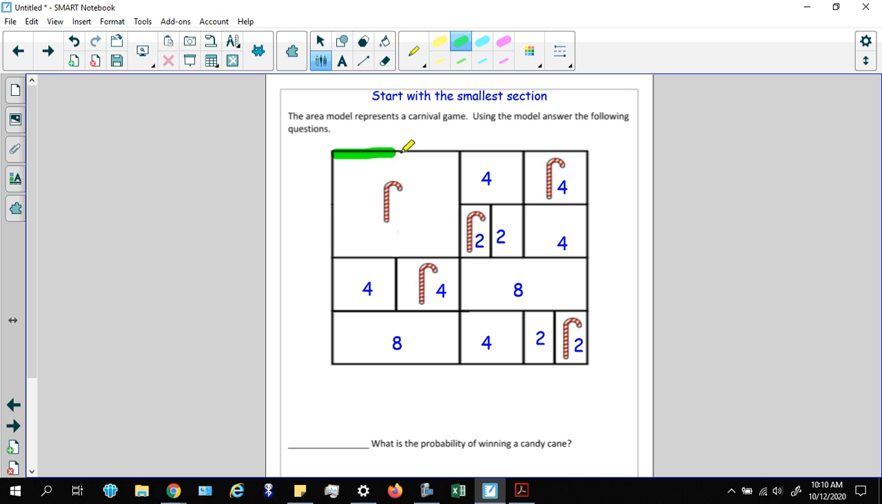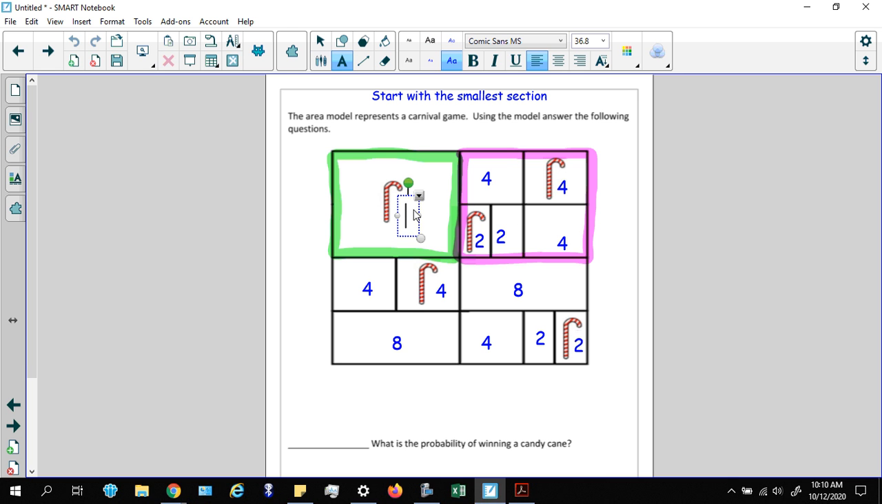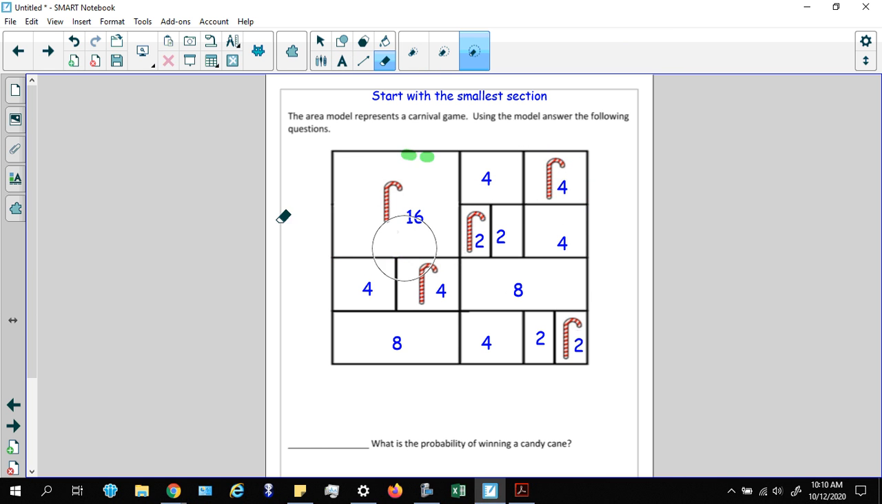All right, the size of this rectangle right here, there we go, is equal to the size of all these rectangles added together over here. So they're the same size. So when I add all that up, I believe that ends up being 16. So what I did was I went ahead and made the areas of all my rectangles.